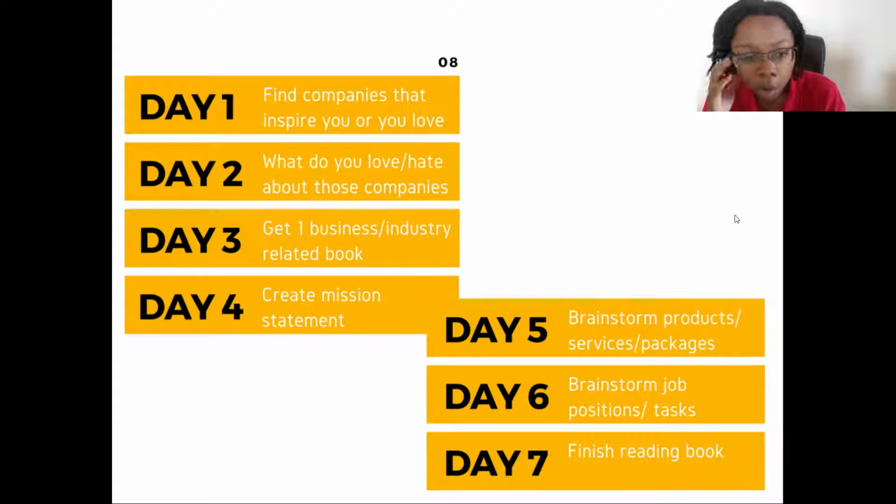All right. We're just going to jot down some ideas for a mission statement, some strengths that your businesses might have. And you're going to brainstorm some products, brainstorm the job tasks that you're going to end up delegating in the next few weeks. And then day 7, you're just going to finish reading the book. All right. So I'm just going to take a short break. We're going to go through that, and then we're going to jump into week 2.